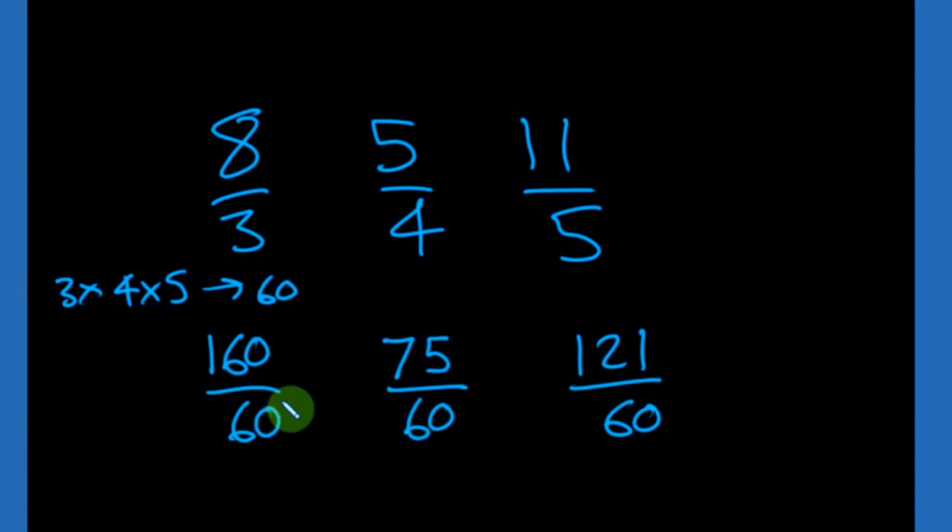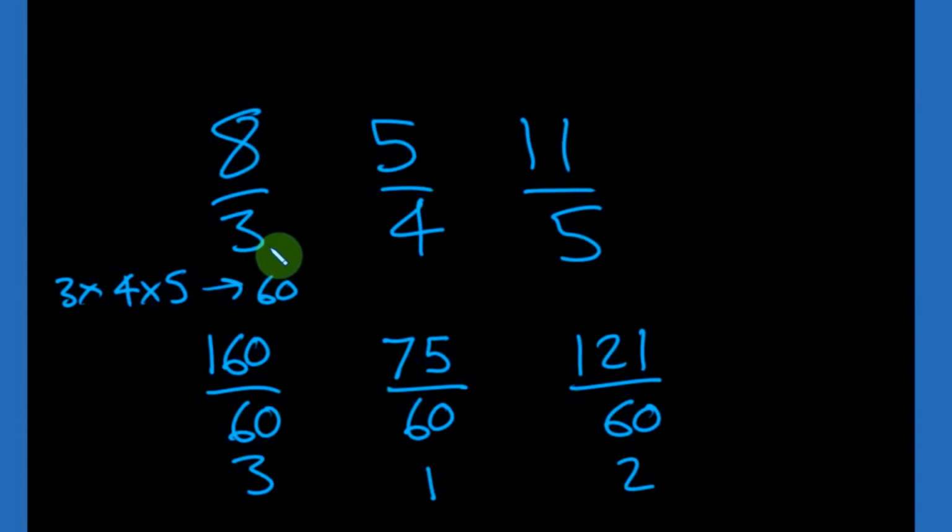Now to order it, all we need to do is order the numerators essentially. 75 is smaller than 121, which is smaller than 160. So if we're going from smallest to biggest, this value will be number 1, this one will be number 2, and this one will be number 3. So looking back at the original fractions we started with, 5 over 4 is the smallest, followed by 11 over 5, followed by 8 over 3.